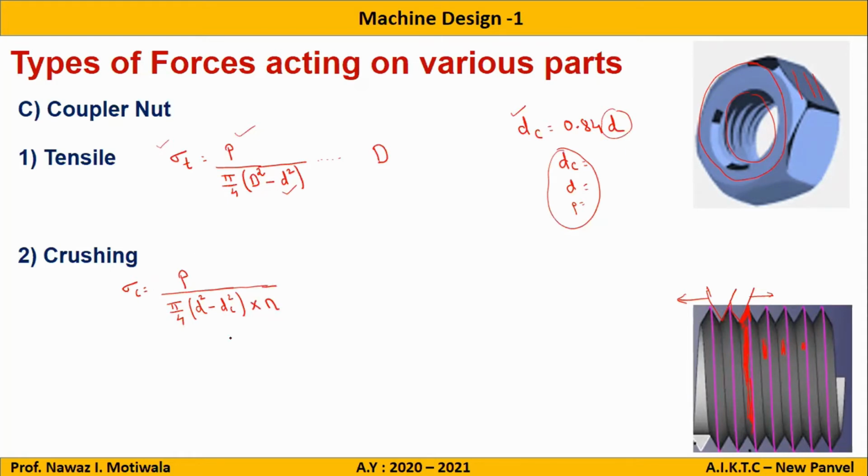So here from this equation, what do we get? What is unknown? Number of threads. Because D is known to me from either empirical relation or from table. D is known, P is known, sigma C is known. DC we just found out in step number 1. The only unknown is n, that is number of threads. So I will get here n, that is number of threads in contact. Then what is the third part?